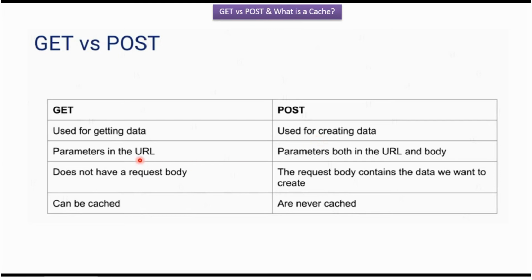In GET request, parameters will be there in the URL. In case of POST request, parameters will be there in the URL and the body. And GET request does not have a request body. In case of POST request, the request body contains the data which we want to create. And GET request can be cached, but POST requests are never cached.